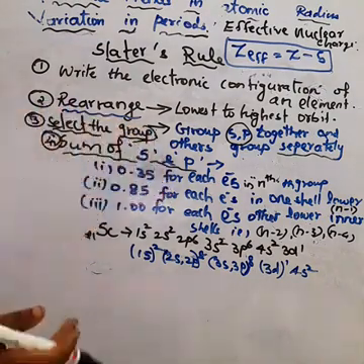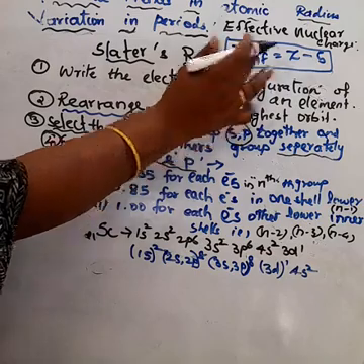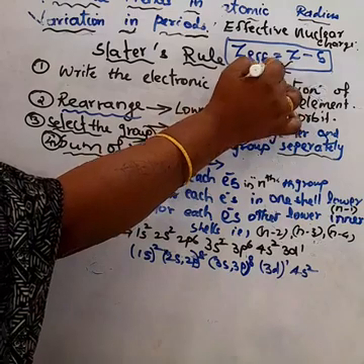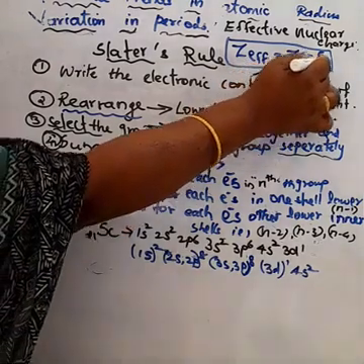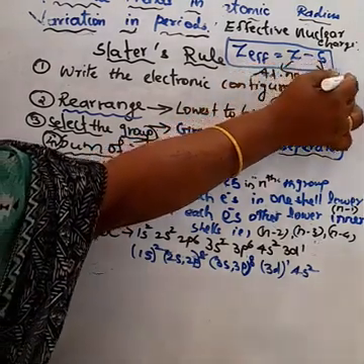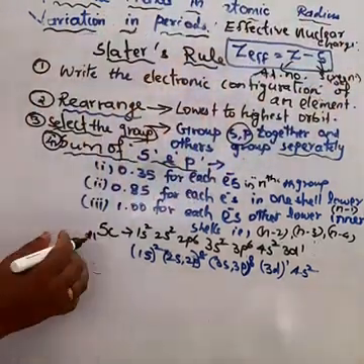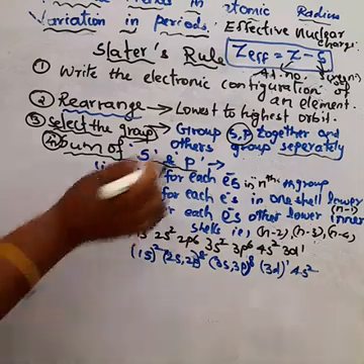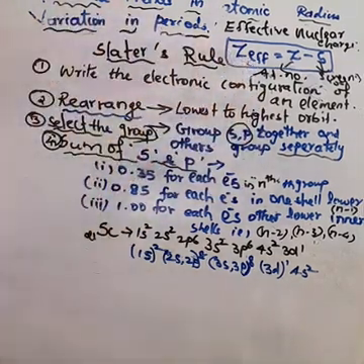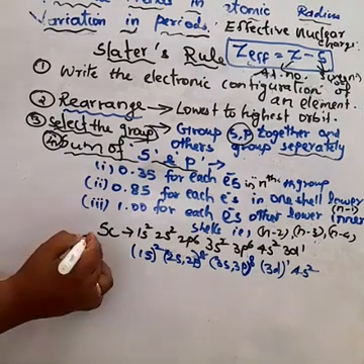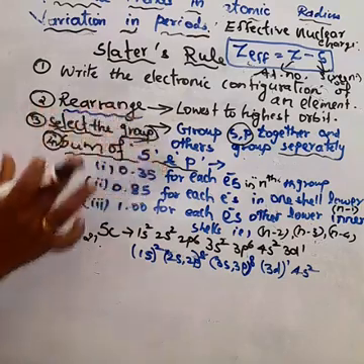Here you know the formula: Zeff is equal to Z minus S. Z means the atomic number of an element, S means the screening constant. Screening constant we don't know. For calculating the screening constant we use Slater's rules. After calculating the screening constant, we can calculate the effective nuclear charge of an electron in the orbital. Understood? So the second point is to select which electron in the group you have to calculate the effective nuclear charge for.